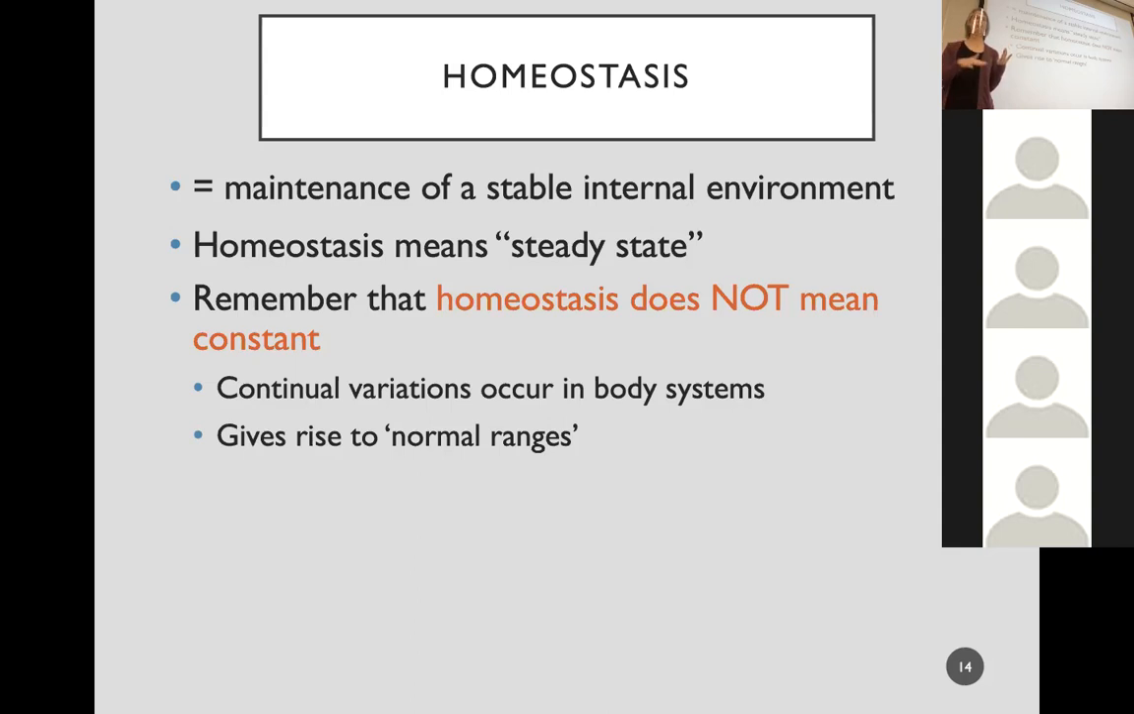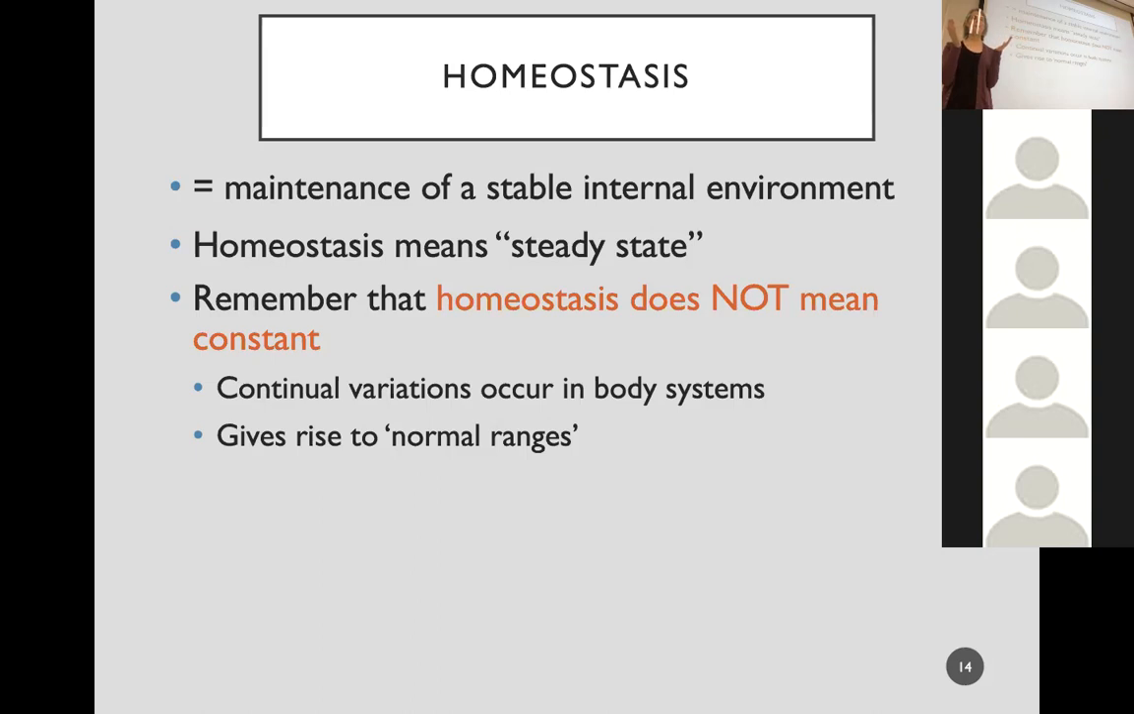So you have this constant sort of variation around an average. That's what homeostasis is. It doesn't mean it's just a flat line, always the same all the time. So it's not constant, but it's within these boundaries or parameters.